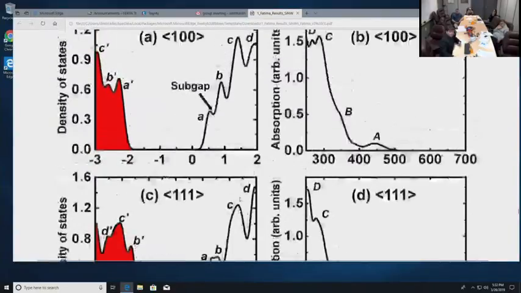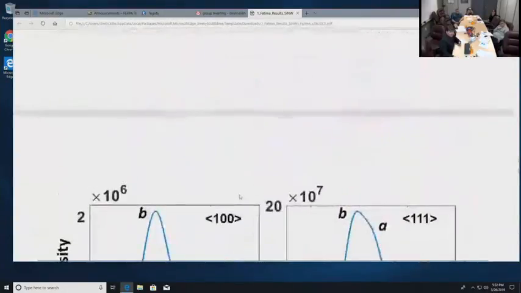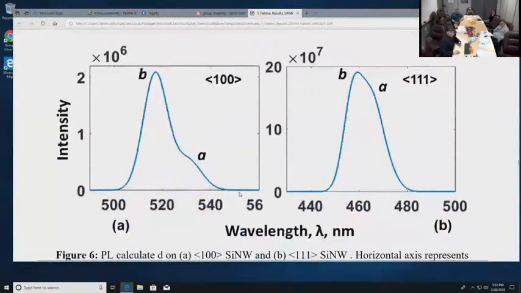I'm going to go back. Do we know for sure that this one is the gap and this one is the gap? Or maybe there are more states to the red? No more states. But if absorption would also be shown here on the same axis, it may confirm and convince readers and reviewers who do not care about theory and just want some experimental effects.